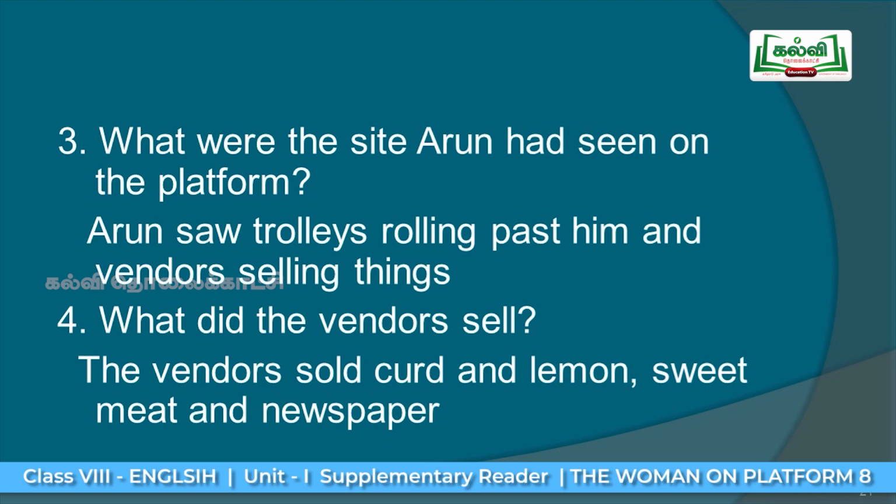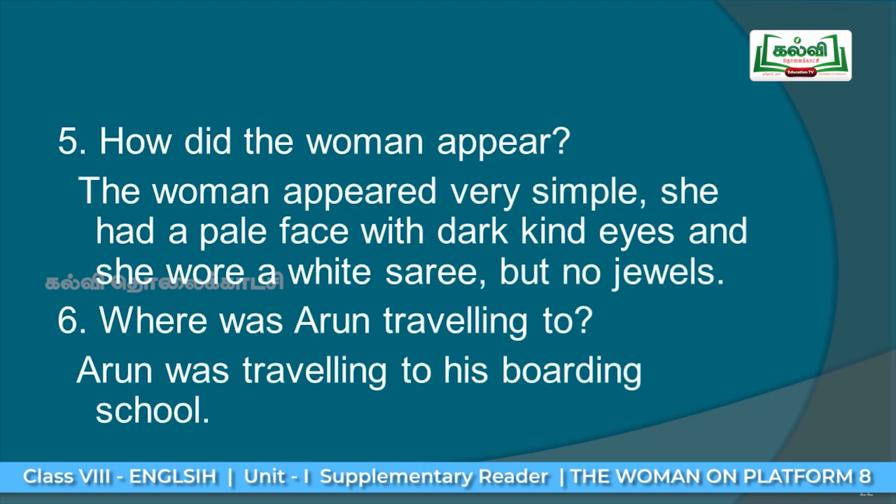Okay. What did the vendors sell? They were selling, yes, just now we saw. What is that, children? Yes, curds, lemon, sweet meat and newspaper. Okay, now children, a very important question. How did the woman appear? What did she look like? Her appearance attracted Arun, isn't it? Yeah. She was very simple. She wore a white sari. She had a pale face and dark, kind eyes.